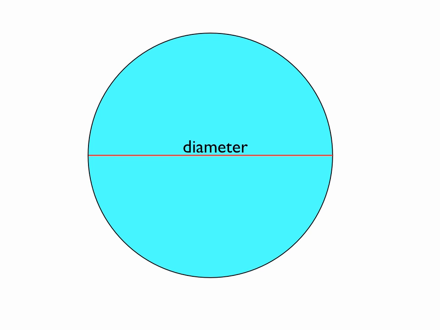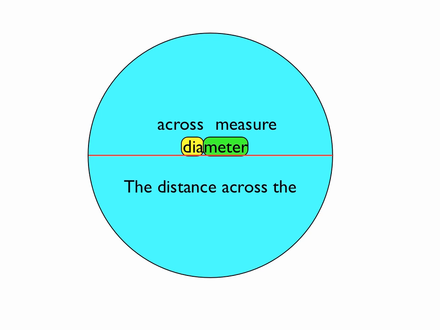Diameter. Actually, there are two stems here from our stems list. Dia, which is across, meter, which is measure, which doesn't differ too much from the textbook definition for diameter, which is the distance across the circle through the center. If it's not through the center, you're going to get something called a chord. We don't deal with chords at this level of math, so these are always going to be deriving from the center point or through the center point.